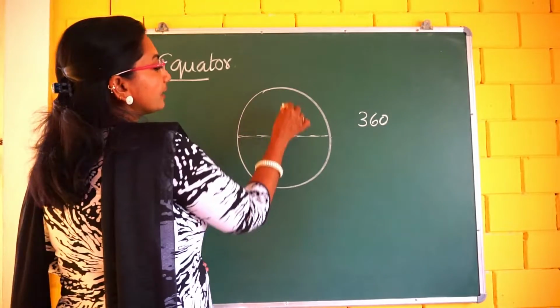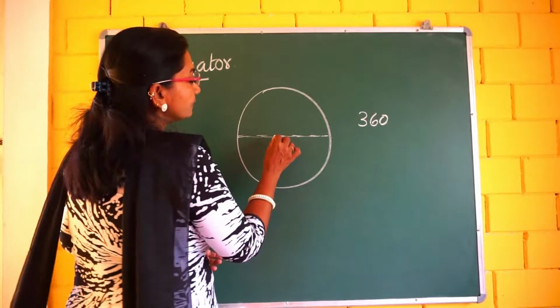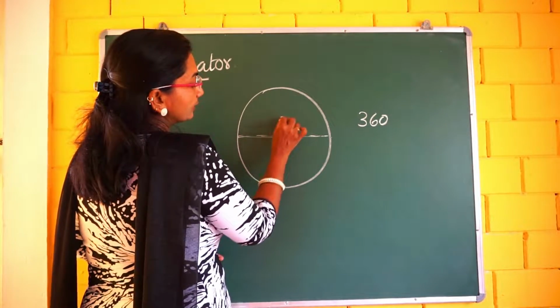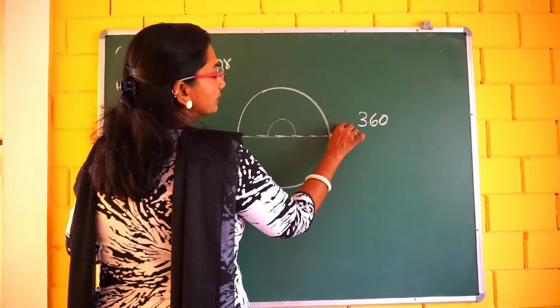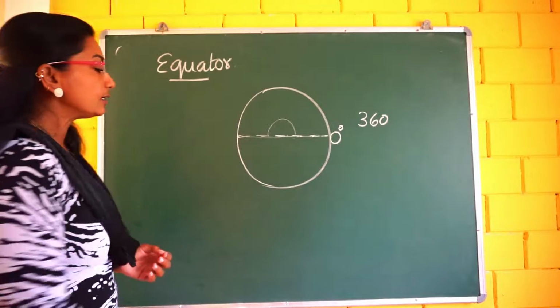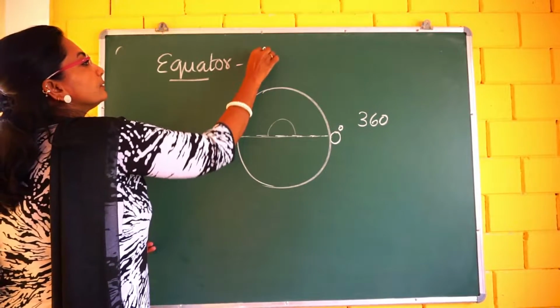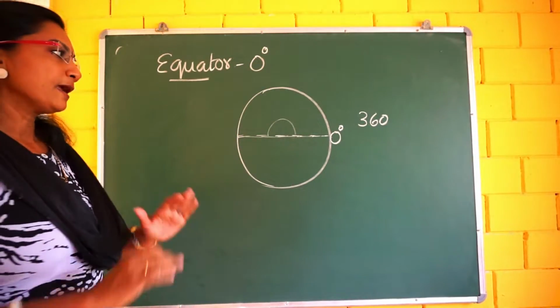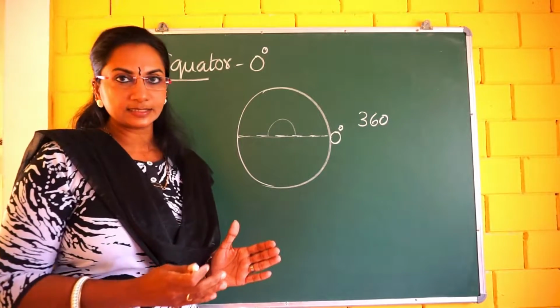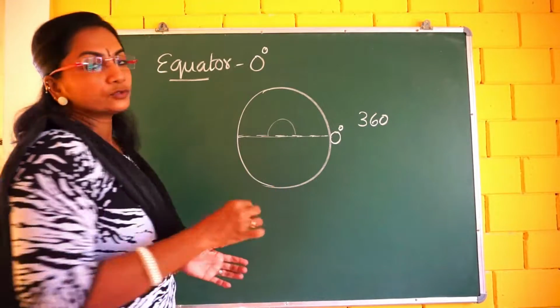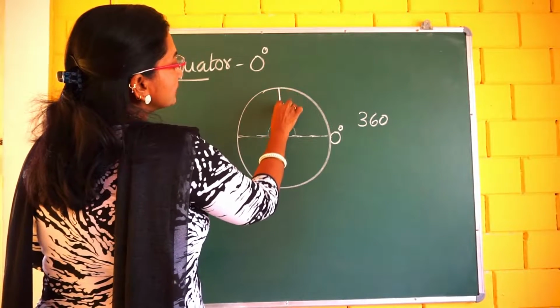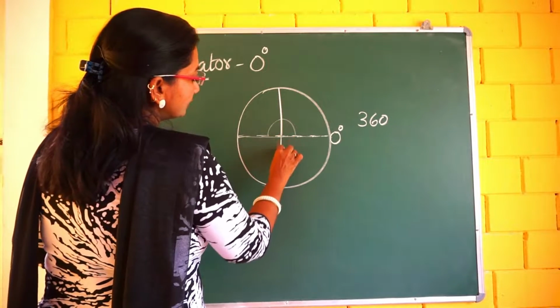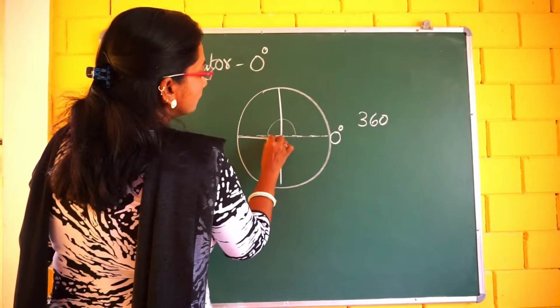So here I am going to measure. When we keep a protractor here, we can see that this is at 0 degree. So what is the measurement of the equator? It is 0 degree. The measurement of the equator is 0 degree, and the circumference of the circle is 360 degrees. If we have to find out the measurement of the pole, we know that one straight line is coming like this, dividing the earth into 4 parts.